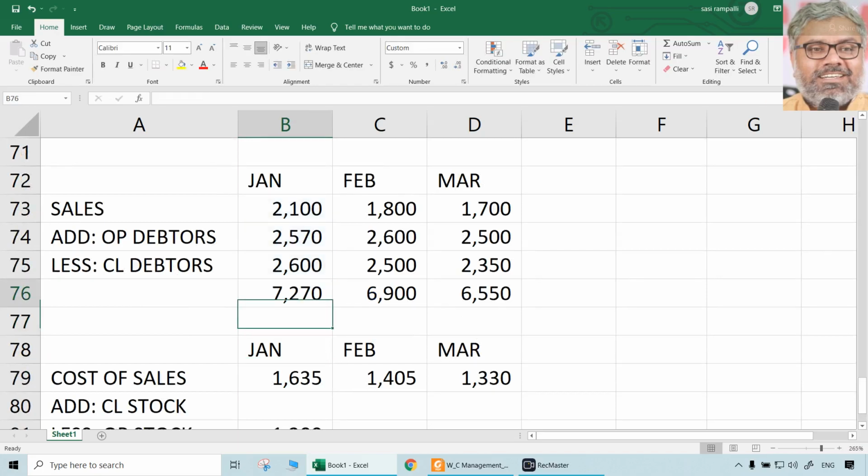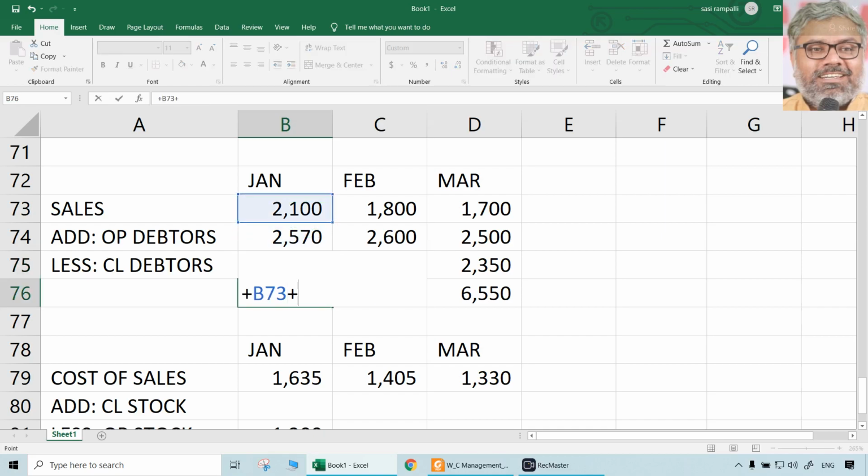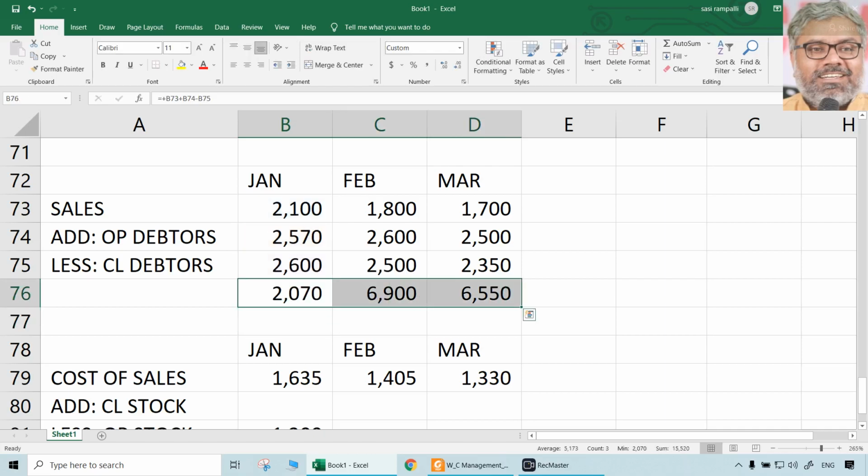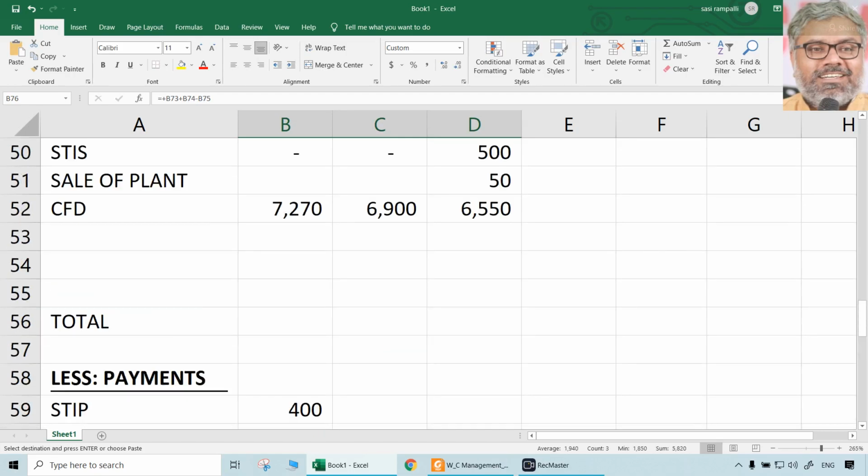Sorry, this was wrong. This calculation we have to be doing like opening sales plus opening debtors minus closing debtors. So the collection from debtors amount calculation was wrong earlier. To do that correctly on the calculator, this should be the collection from debtors.